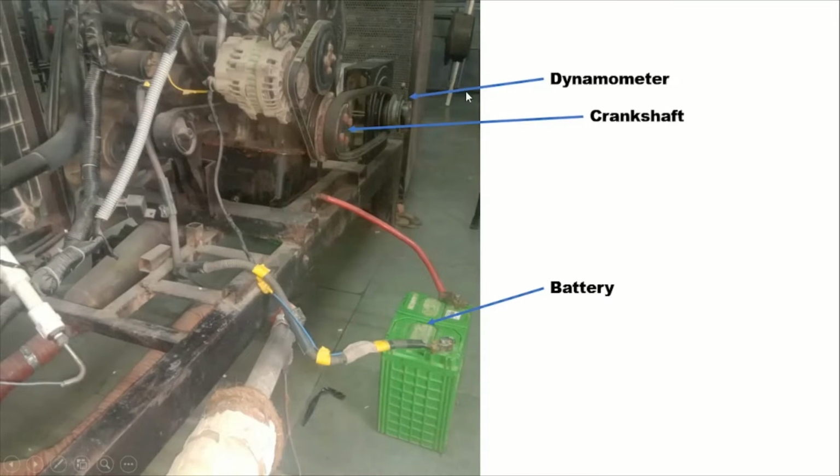Here is the dynamometer for measuring the brake power, and the crankshaft is connected with the dynamometer. For the initial starting, for the spark plug and the cutoff switch, we require the battery to supply power.